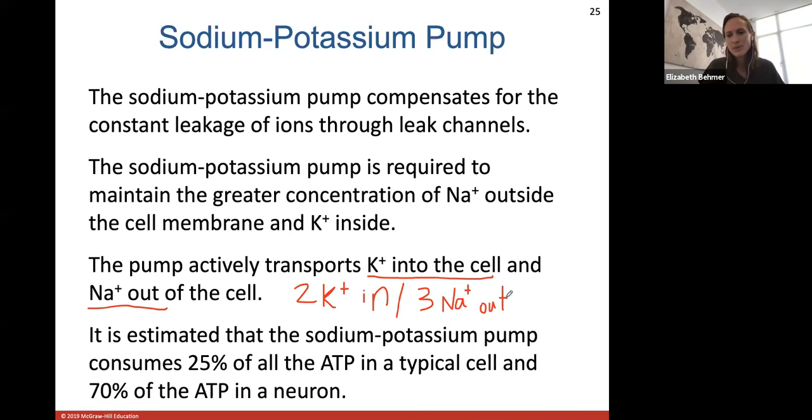The sodium potassium pump consumes about 25% of all the energy, or the ATP, in a typical cell and about 70% of the ATP in a neuron. So our body needs to constantly be creating ATP. When you guys eat an apple and the apple gets broken down into glucose, glucose enters into the cellular respiration cycle to create ATP, because all of our body processes need ATP. And neurons will consume about 70% of the ATP just by using it on the sodium potassium pump.